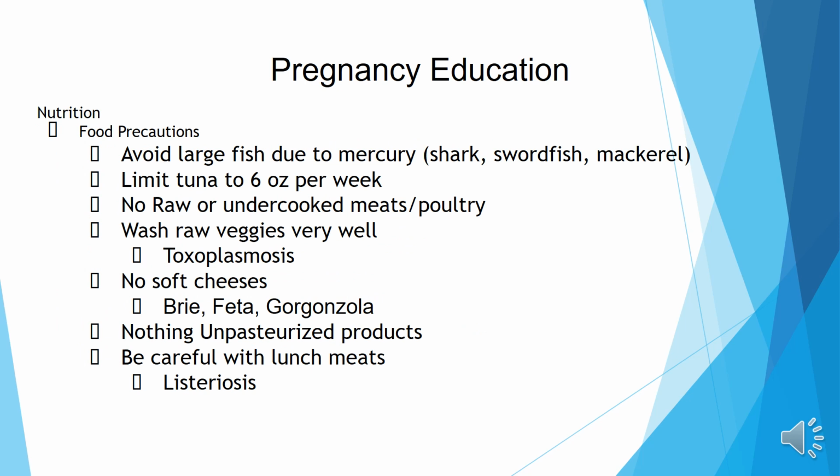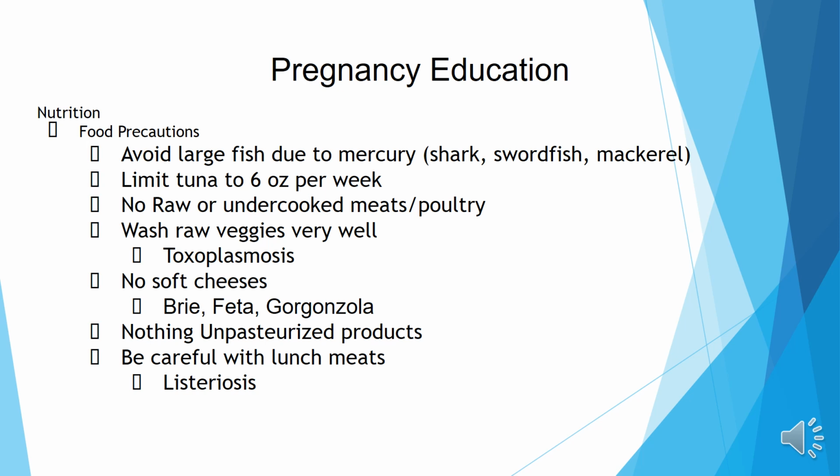Food precautions. We want to avoid large fish due to the level of mercury that is present: shark, swordfish, and mackerel. So if those are on your dinner plates on a daily basis, you want to avoid those. Limit tuna to 6 ounces per week. Tuna does have some mercury in it, but it doesn't have a lot of mercury in it. And we limit it to 6 ounces per week because there are some benefits to eating tuna, especially for eye health and eye development of the fetus.